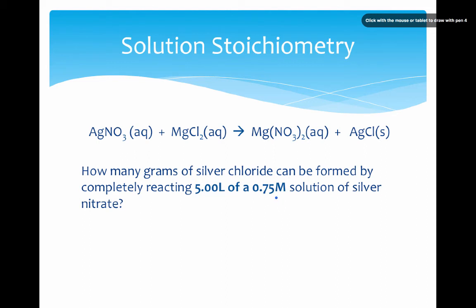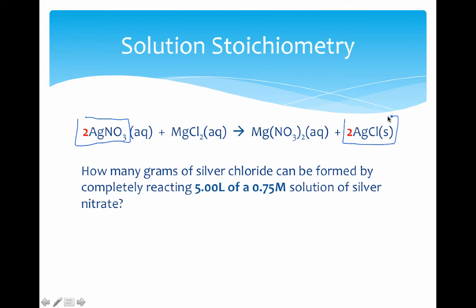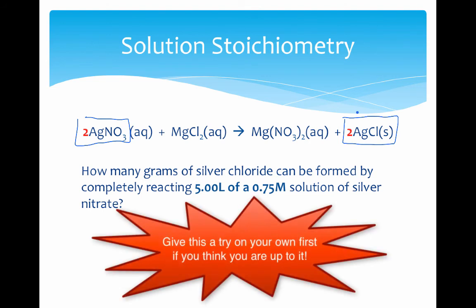Just like any stoichiometry problem, the first order of business is to ensure that our chemical reaction is balanced. We'll take some time to identify the key chemicals we're dealing with in here. In this case, it's going to be the silver nitrate and the silver chloride. And then we're going to start setting up our actual stoichiometry problem. If you feel like you know what you're doing at this point, go ahead and give it a try on your own. If you're not sure what's going on, I'm going to work through this problem in just a couple seconds.